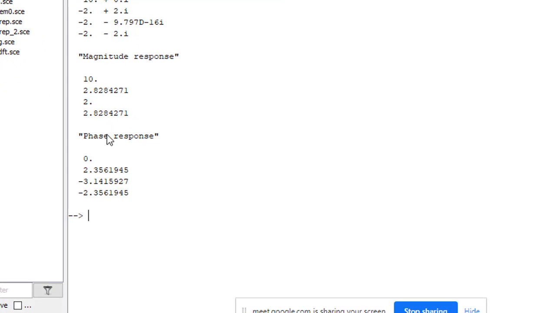So this is 0 because 10 is a real number, I get 0. This is 3.356 and minus 2.326. This is supposed to be 0, but I'll check and I'll let you know later. For the time being, you keep it as it is. This is supposed to be 0, right?